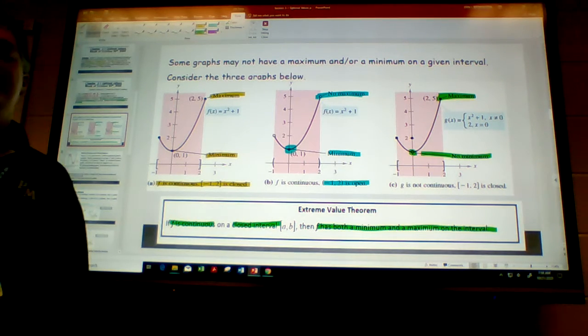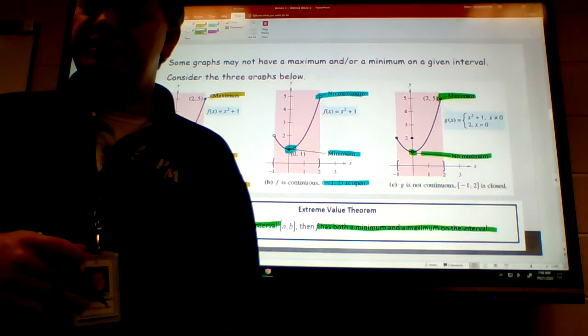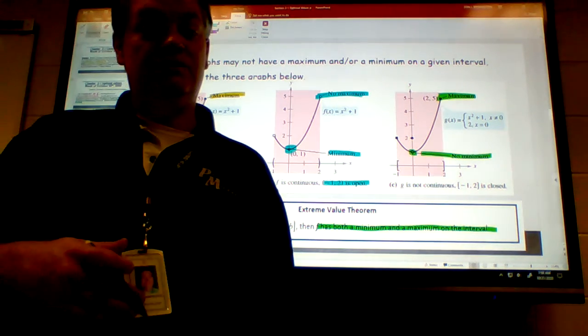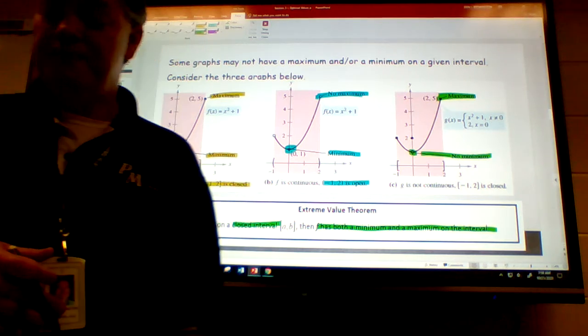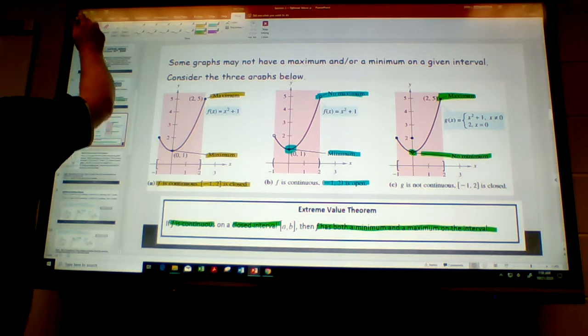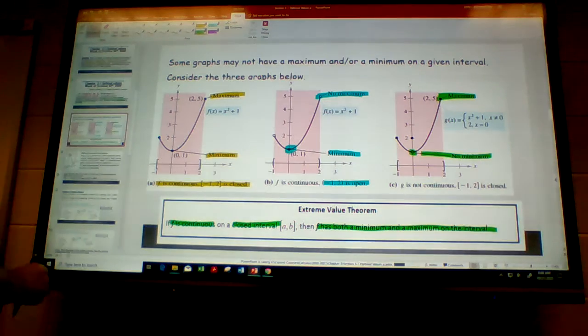So make a note of that. As long as the function is continuous on a closed interval, then it's going to have both a minimum and a maximum on that given interval. All right.